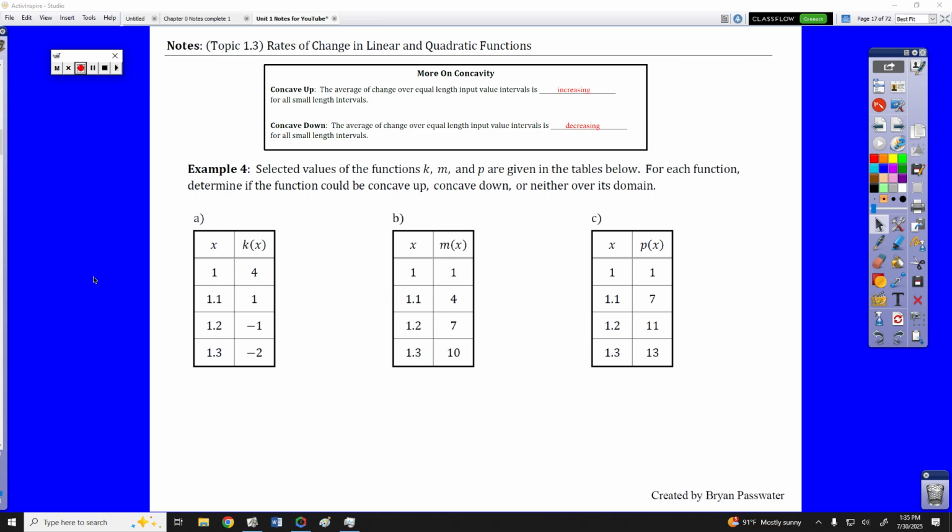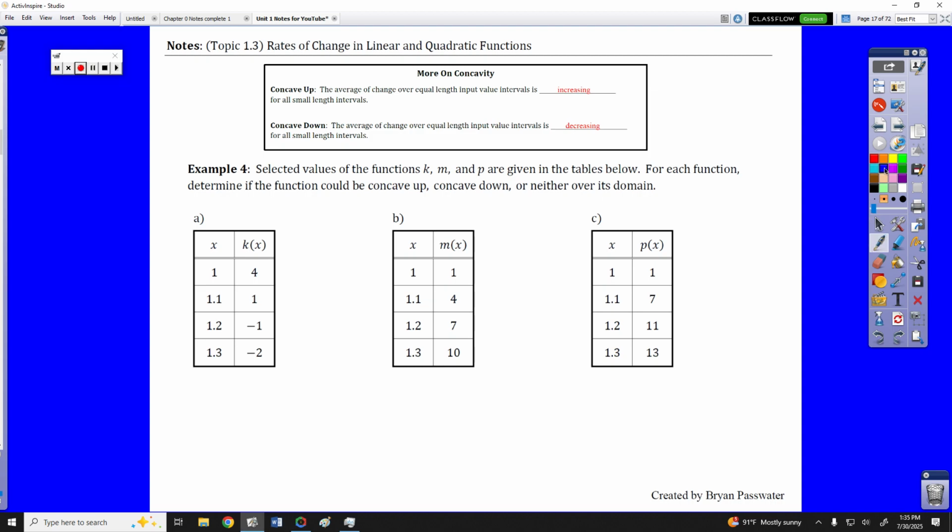Now example 4 does the same sort of thing as example 3, except instead of asking whether the function could be linear, quadratic, or neither, we are looking at whether or not the function could be concave up, concave down, or neither over the domain provided in the problem. So again, what we're looking for here is how does the rate of change over those intervals behave?